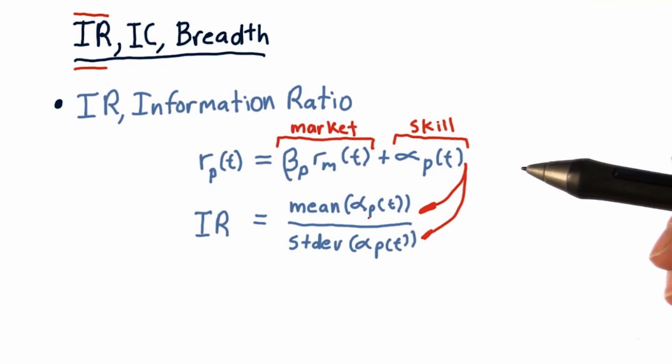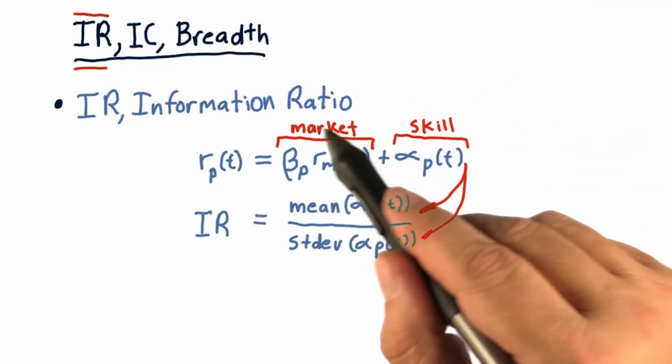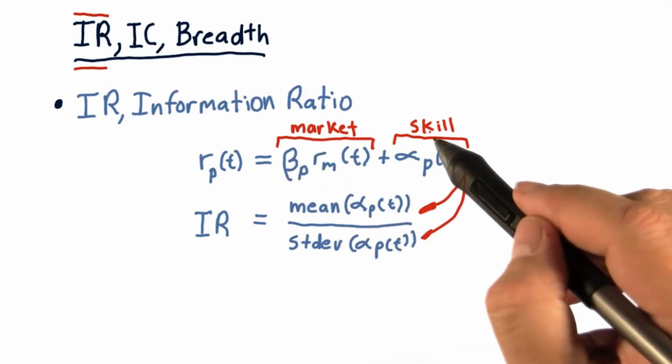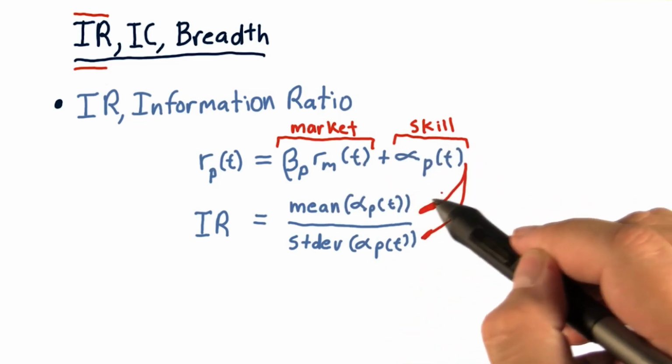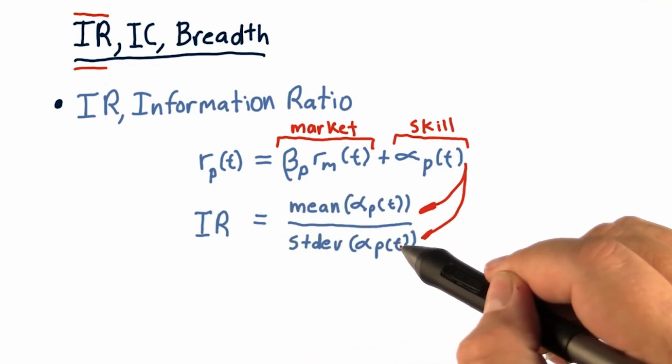You can find these by finding beta for the portfolio, calculating what the market return component was for each day, and then the difference is this residual or skill. So that's how you can compute historically the value of this information ratio.